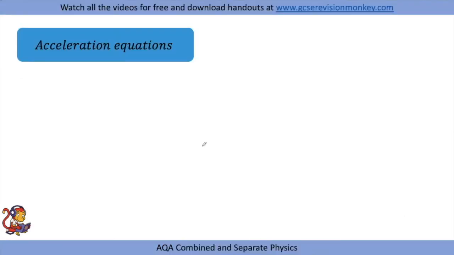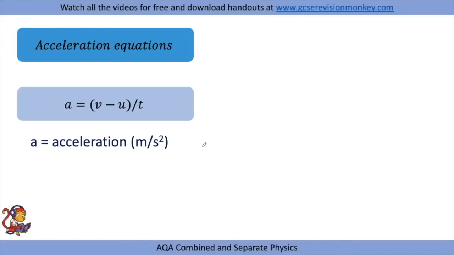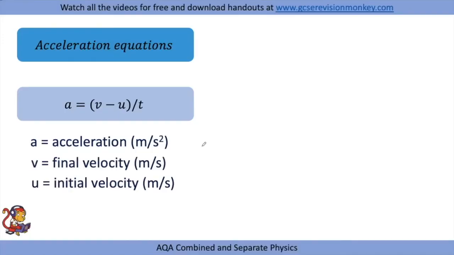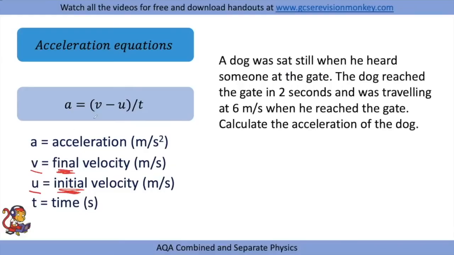Let's have a look at some acceleration equations then. We've got a equals v minus u over t, where acceleration is in meters per second squared, final velocity in meters per second, initial velocity in meters per second, and time in seconds. So you should remember that u comes before v in the alphabet. So u is your initial or starting velocity because that comes first, and v is your final velocity because that comes afterwards.